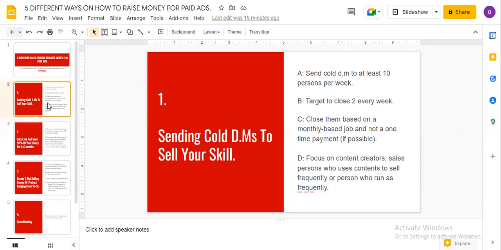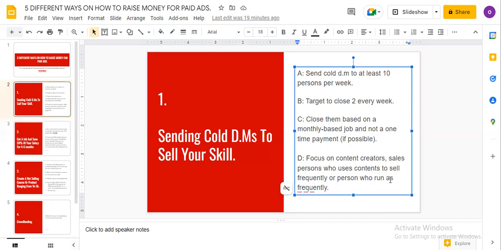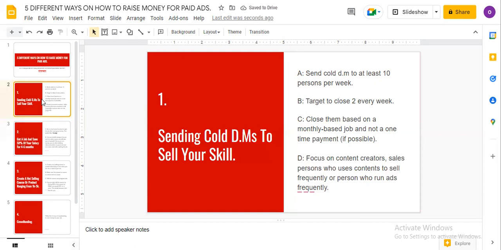Now, 1D, I said, focus on content creators or salespersons who use content to sell frequently, or persons who run ads frequently. Now, these 3 sets of persons are persons that when you cold DM them, there's a high rate that they are going to reply to you. Because when you focus on content creators, these are persons that always post content every day. So they can actually hire you monthly, because they need content every day. Business actually thrives on content creation. Every business thrives on content creation. So they will need content every day.